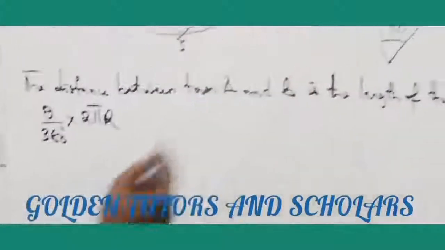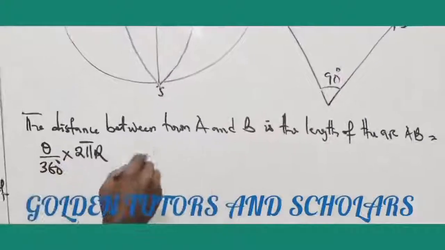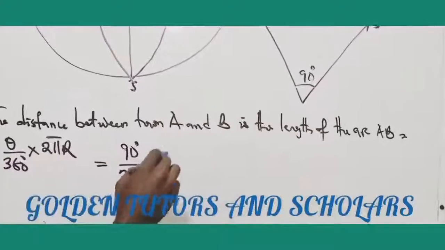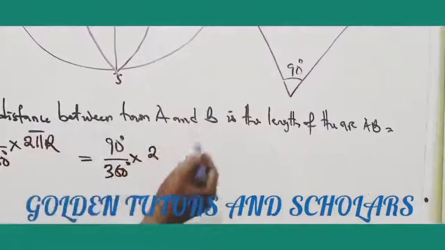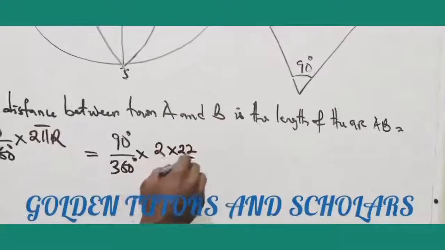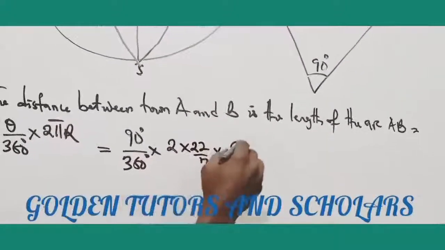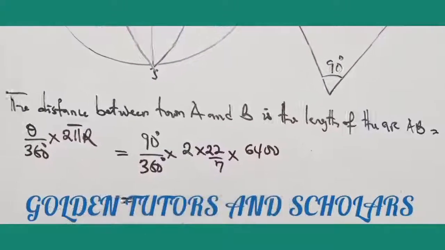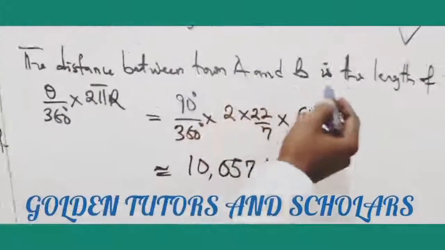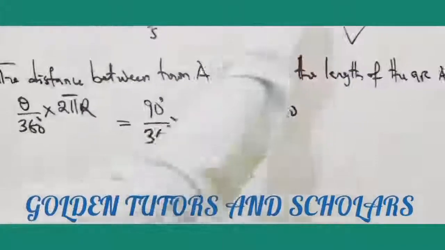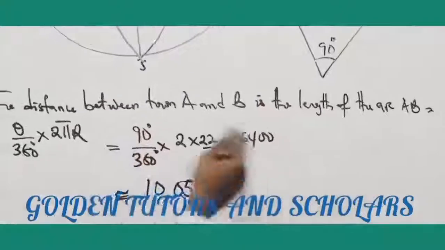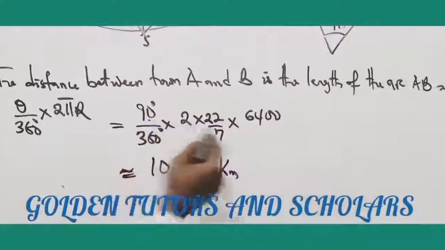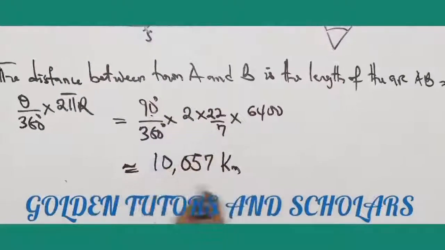So if we are to calculate this distance, our theta here is 90 degrees over 360 degrees times 2, and let's take pi as 22 over 7, times the radius of the earth, which is 6,400. With this, we can give the distance between towns A and B, which is the length of the arc AB. Calculating this will give us approximately 10,057 kilometers. We just do this arithmetic operation here, and you get this value.